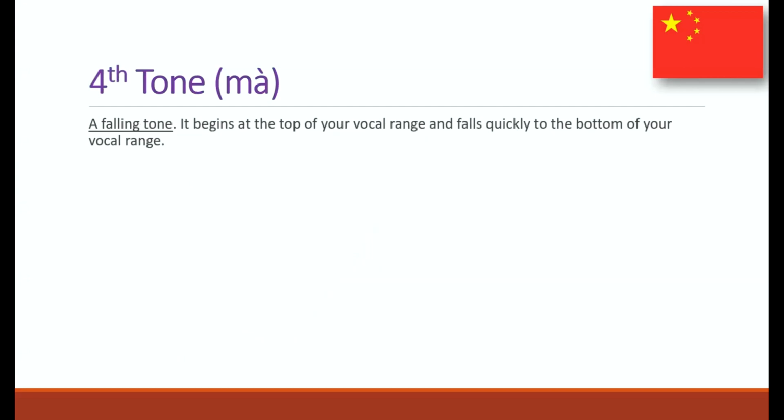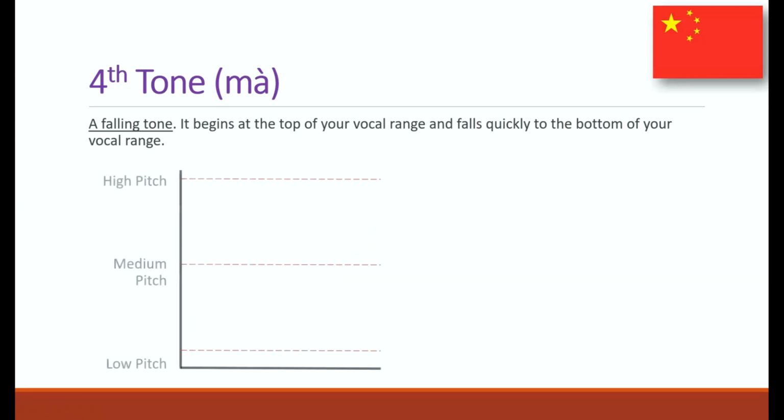Okay, so it is a falling tone. It begins at the top of your vocal range and it falls quickly to the bottom of your vocal range. So we start from the top and you go all the way down to the bottom. Right? Looks pretty easy. Right, so let's locate your high pitch.